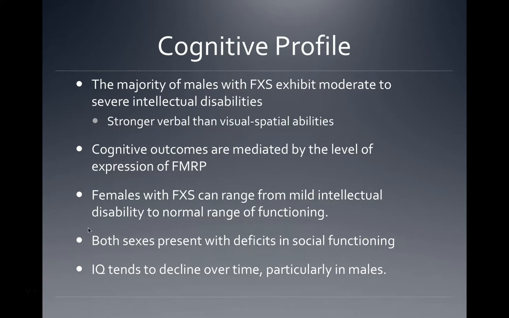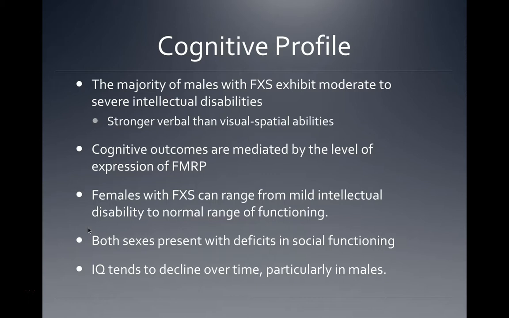The cognitive outcomes, depending on how severe the cognitive impairment is, are mediated by the level of the expression of that FMRP protein. So males with higher FMRP levels or a full mutation that is not fully methylated can be higher functioning, because again, we know that that protein is really important for cognitive development. If they have more of that level or it's not a full mutation, that's not fully methylated, it can lead to higher functioning. Individuals that have a full mutation, we're talking an IQ score in the 40s, so pretty low.